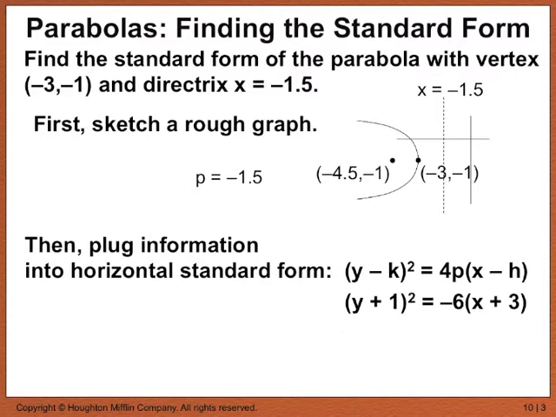Filling in negative 1.5 for p, 4 times negative 1.5 is -6. And then filling in the vertex, -3, -1, for the h and k. Well, y minus k is y minus -1, therefore y plus 1. And x minus h is x minus -3, therefore x plus 3. And this is the correct answer.